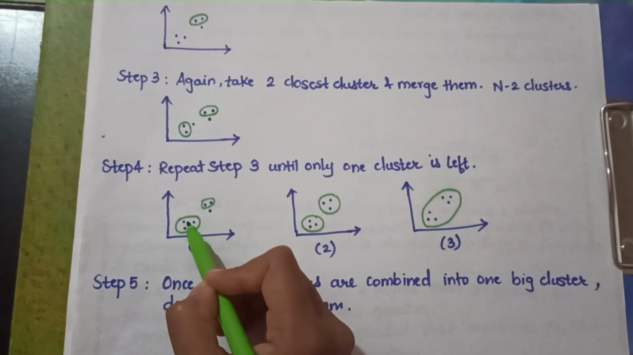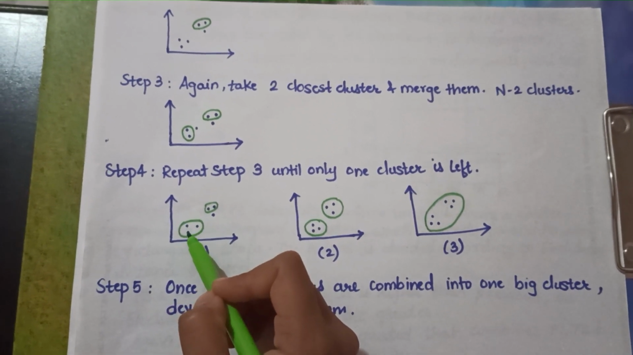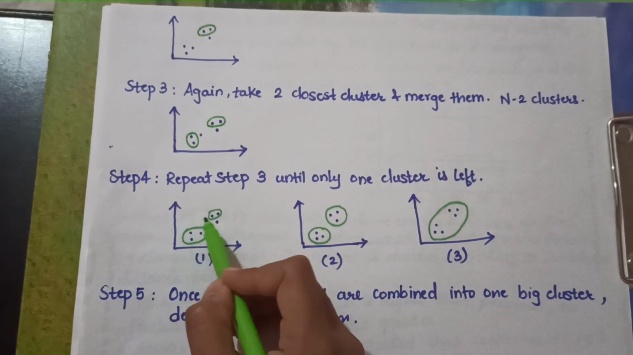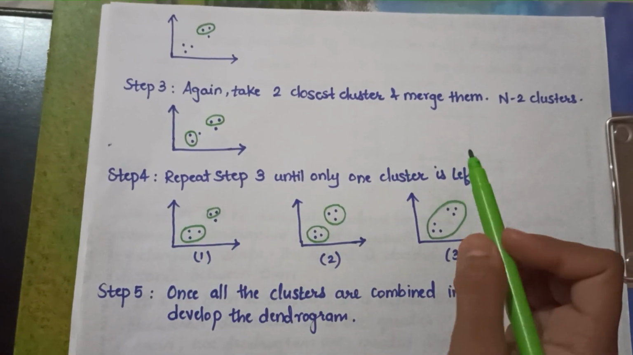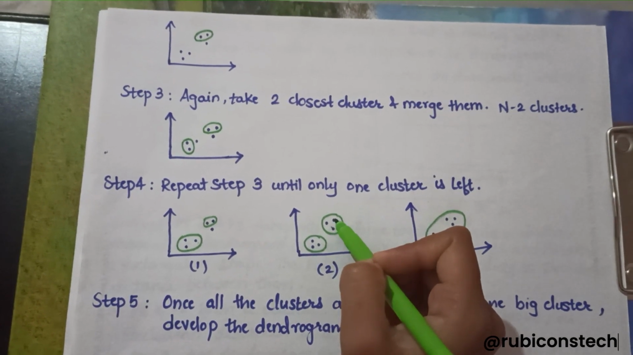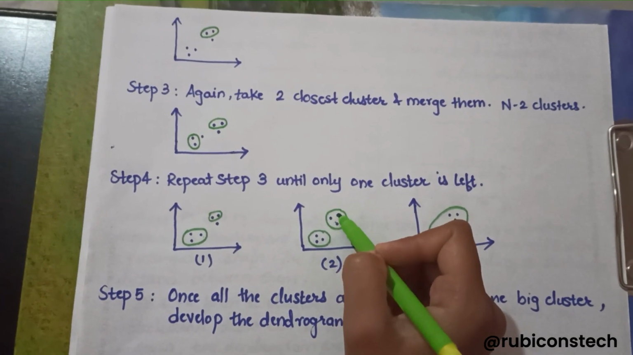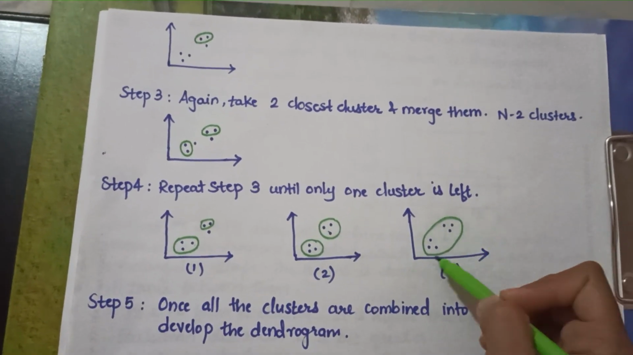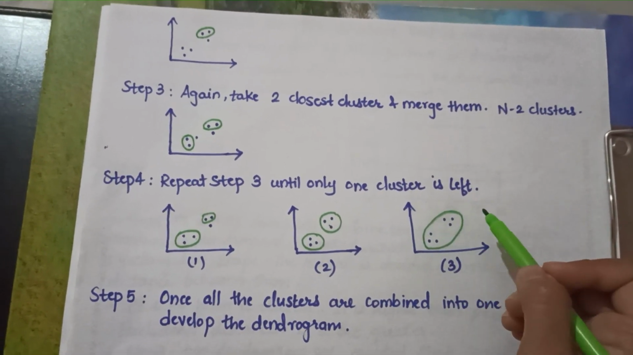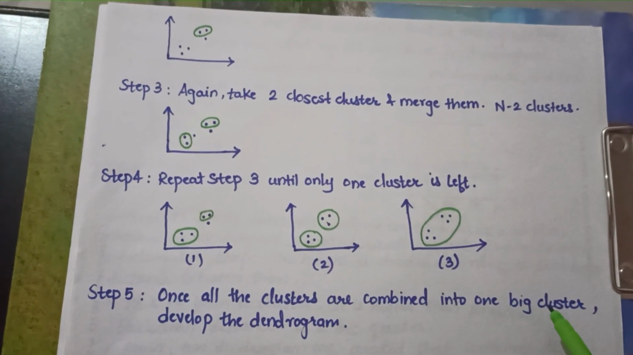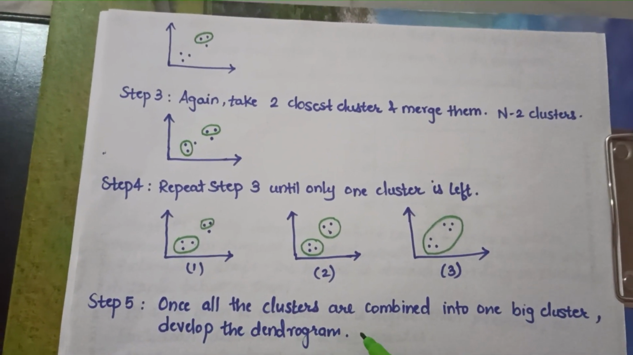As you can see here, after merging these two clusters, this point was near to this cluster, so it is merged into a single cluster. In this figure, this third point was nearer to the single cluster, so it is merged into one, and finally it is merged into a single cluster. Step 5: once all the clusters are combined into one big cluster, develop the dendrogram.